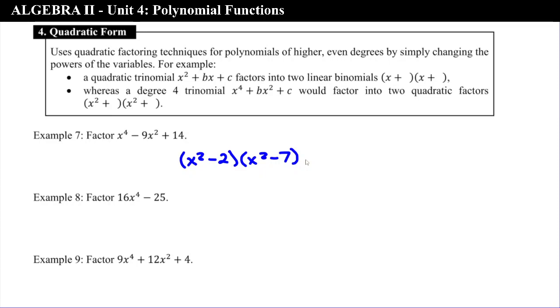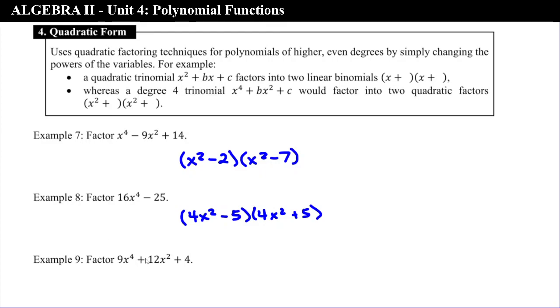For example 8, we can recognize this as a difference of squares. And you can recognize that outright because x to the fourth is just x squared squared. So you take the square root of the first, which is 4x squared, minus the square root of the second, which is 5, plus the square root of the first, plus the square root of the second. And now that is factored.